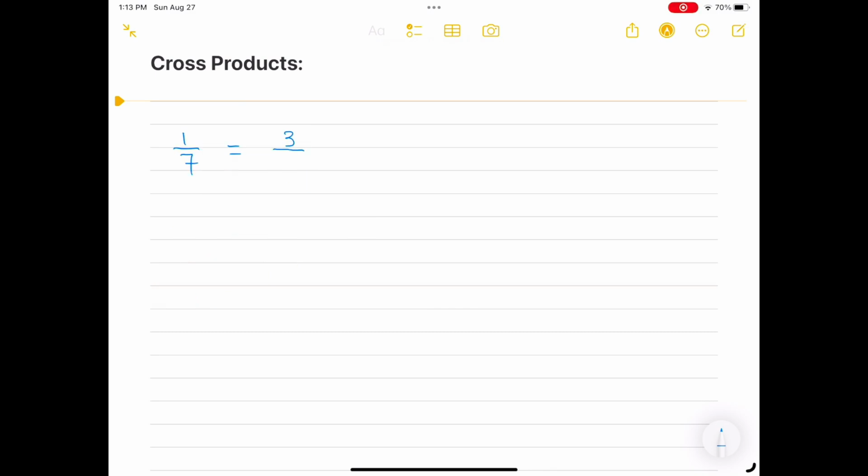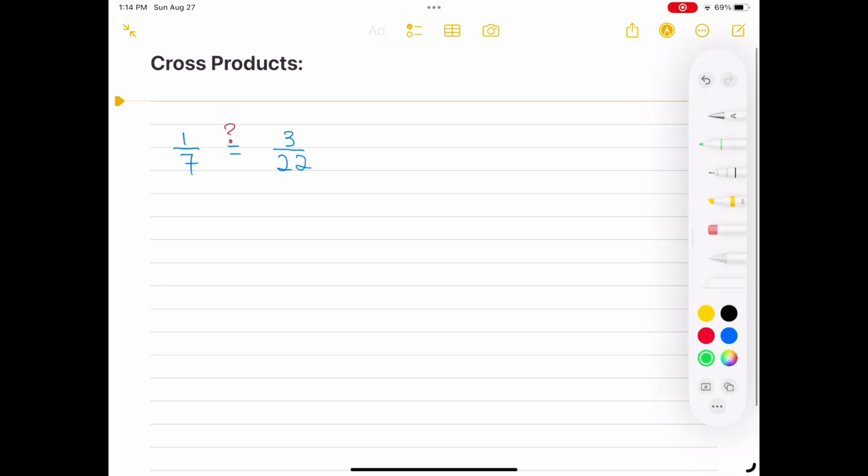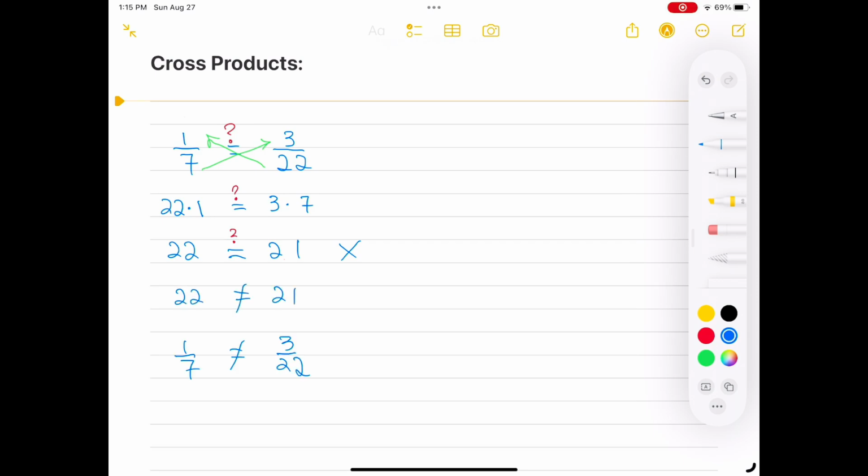Is 1/7 equal to 3/22? So we take the cross products of 1/7 and 3/22. Does 7 times 3 equal 22 times 1? 22 times 1 equals 22, and 7 times 3, or 3 times 7, equals 21. So 22 does not equal 21, therefore 1/7 does not equal 3/22.